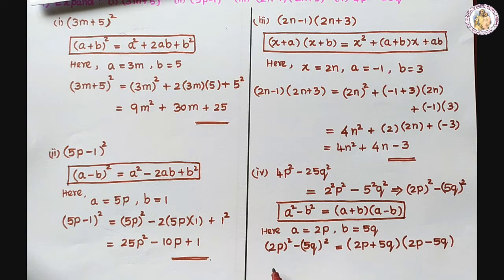So (2p) whole square minus (5q) whole square is what? First question: 4p squared minus 25q squared equal to, what's the answer? (2p plus 5q) into (2p minus 5q). So that is the answer.